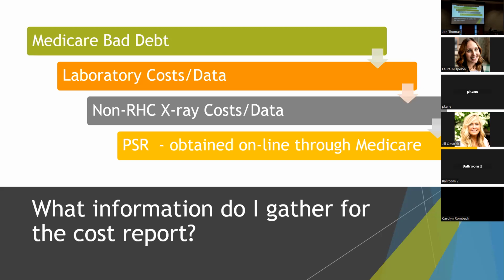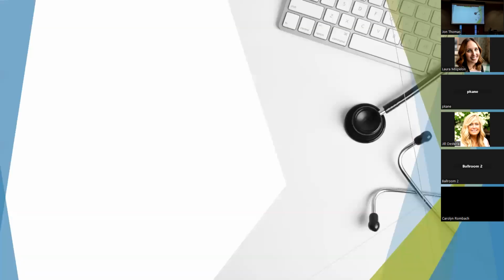Some more information: Medicare bad debt, your laboratory costs, your x-ray, and your PSNR net. Right now, we're just gathering information. This is the information that you have to gather.